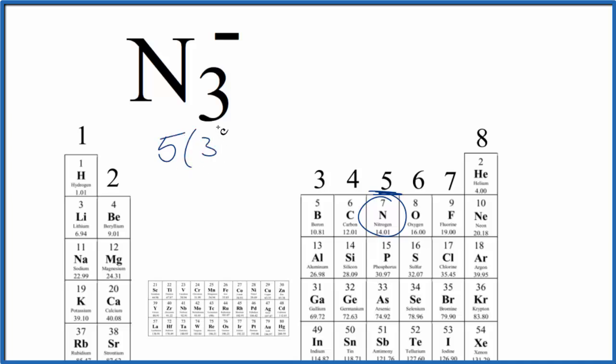We have 3 nitrogen atoms. And we have to be careful, this negative up here, that means we have another negative charge. We have an extra valence electron. So we'll add an additional valence electron. We have 15 plus 1, 16 total valence electrons for the N3- Lewis structure.